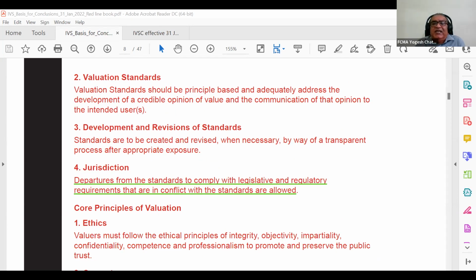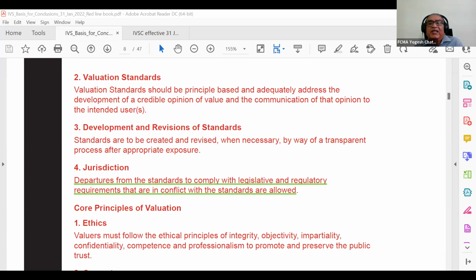Here we can take an example of the liquidation process regulations under the IBC. The liquidation process regulation specifies that a registered valuer will ascertain the net realizable value as per the Companies (Registered Valuers and Valuation) Rules 2017. That is prescribed under a regulation, which is a statutory requirement. So that departure is within the scope of this IVS.